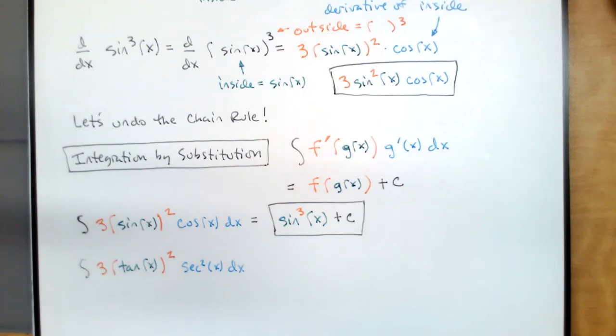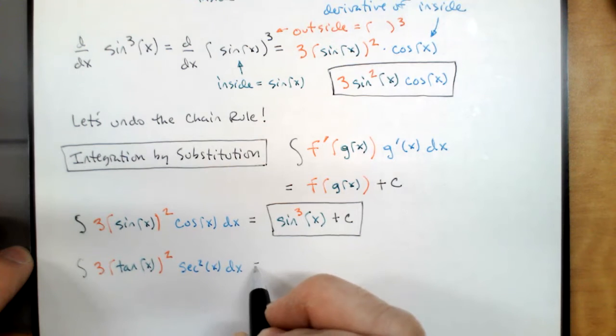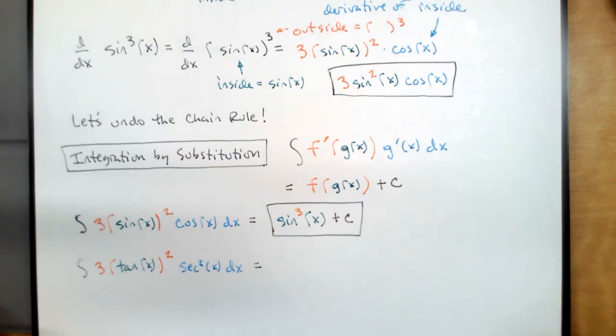So when I read this function, I see 3 tangent squared, or 3 times the square of the tangent. And I also see the secant squared x. That's going to be the derivative of the inside. So this integral is going to be tangent cubed x.